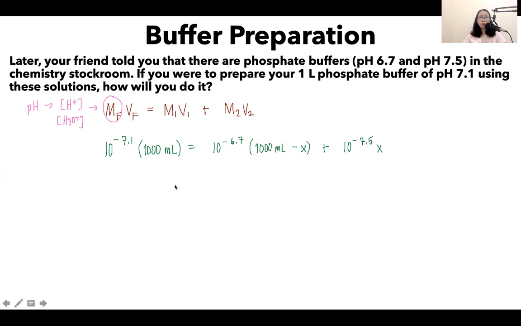Now we can just solve for X. I leave the solution to you. You practice on your own. For X, you should get a value of 715.25 ml. This is for the pH 7.5 buffer. And it follows, we just subtract this from 1000 ml, that you need 284.75 ml of the pH 6.7 buffer.